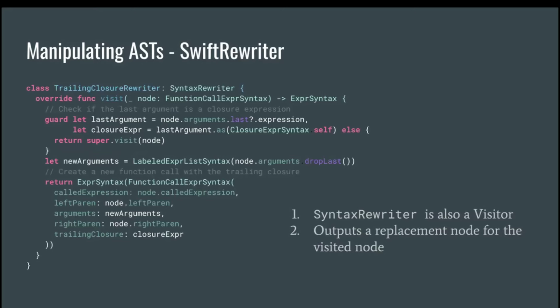So here's an example of a rewriter. It's very similar to the visitor. This also uses the visiting pattern, but instead of returning a continue or stop answer, it actually returns a new expression syntax that you can use to replace what you were visiting. This one looks at a function call expression syntax, looks at the last argument, and if it's a closure, we'll pull that out and add it as a trailing closure, which is a separate child of the function call expression syntax. So basically, if you have a closure as the last argument, it'll turn it into a trailing closure. Something that might be useful and hopefully not too scary looking.